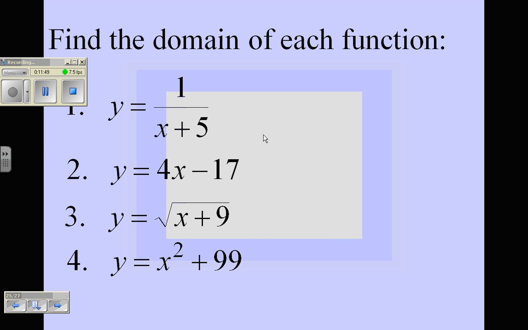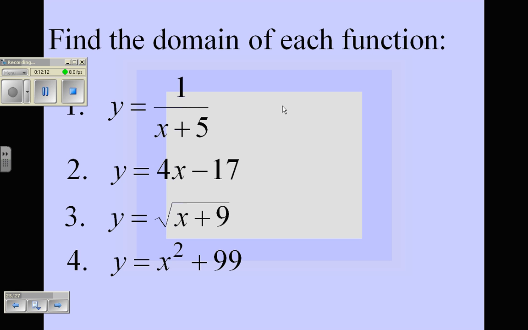Okay, what I'd like for you to do, take a minute, find the domain of each of these functions. So press pause, and on your paper, see if you can write down the answers to these 4 questions. Press pause now. Alright, hopefully you're back and you have your answers in front of you.